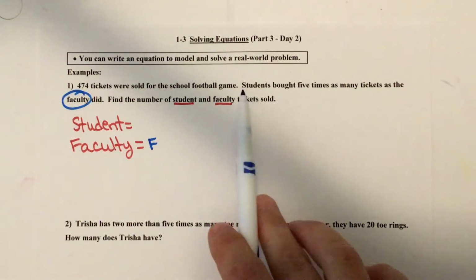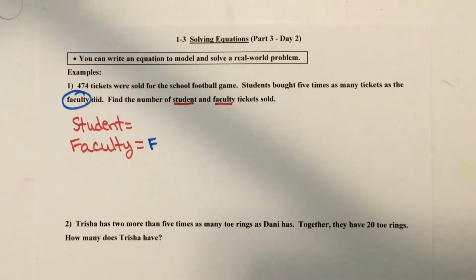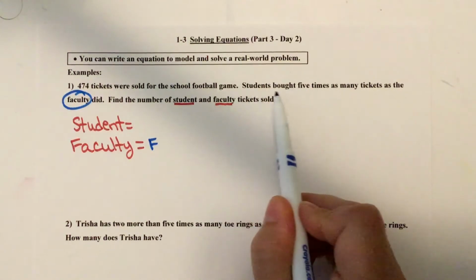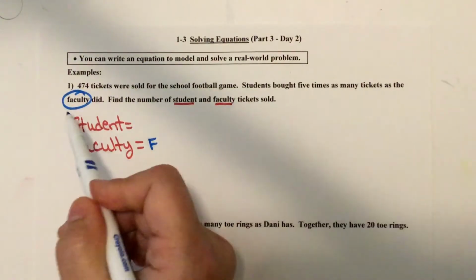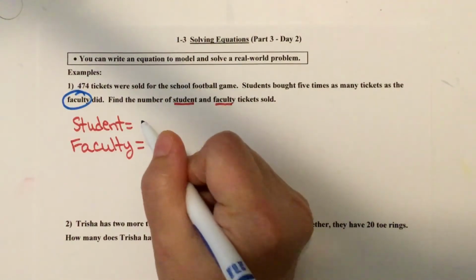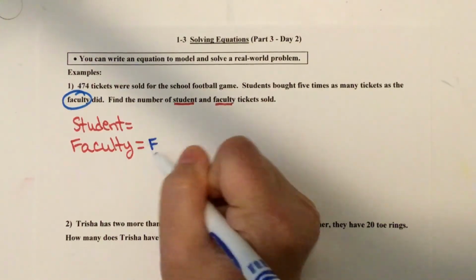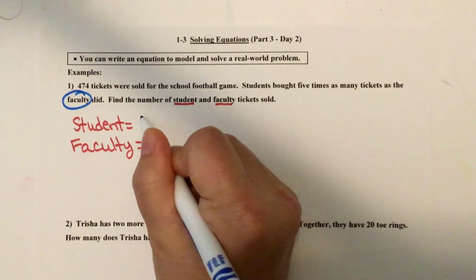Okay, do you see any switch words this time? More than, less than, subtracted from, fewer. No, we don't. Okay, so it says students bought 5 times as many tickets as the faculty. So students bought 5 times as many as the faculty. How do you think you could write 5 times as many as the faculty? 5F.